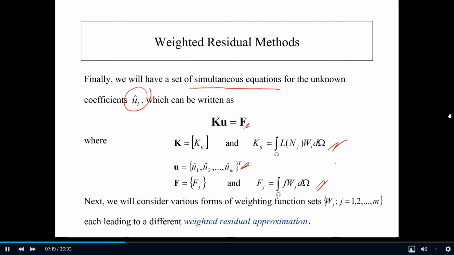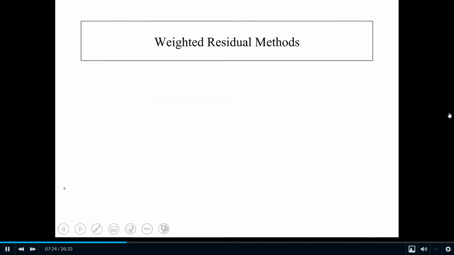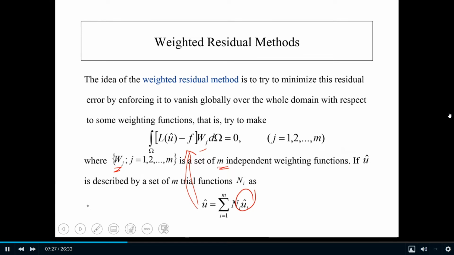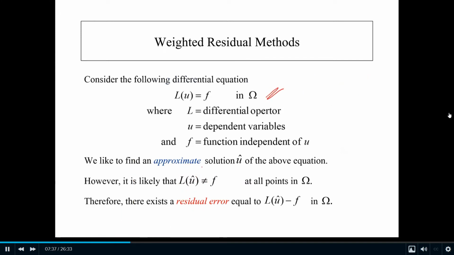Okay, so let me explain again. The idea of the weighted residual method is you try to find an approximate solution to this equation in the form of u hat. Since you had the approximation, you would have the error in the approximation like this.